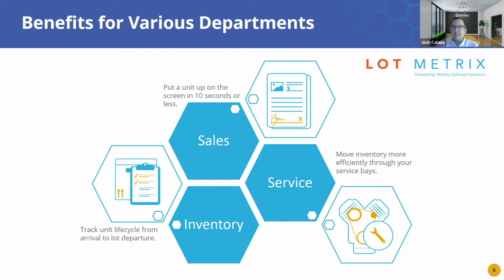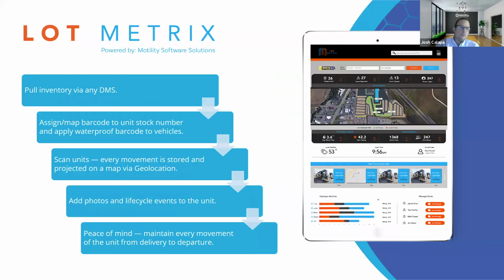So instead of having that he said, she said conversation with a customer or manufacturer of, hey, was it damaged on my lot, or was it damaged before it got here or when it got home? Right now, it's a guessing game. But with Lot Metrix, you can actually nail down exactly when that damage occurred and who caused it. So at that point, you're able to assess liability and save the dealership potentially hundreds of thousands of dollars.